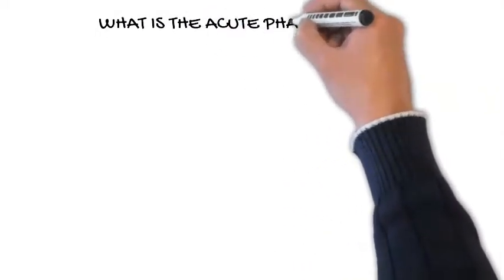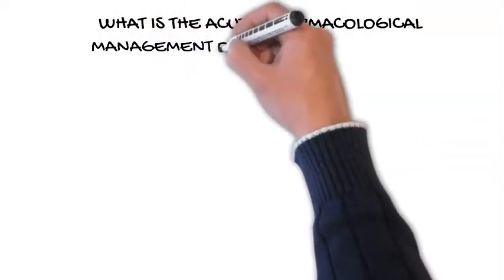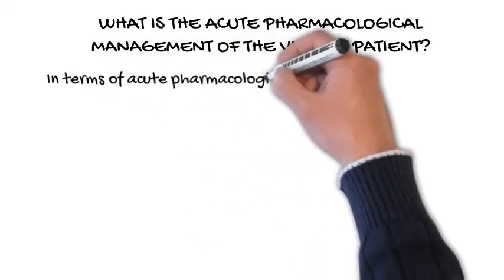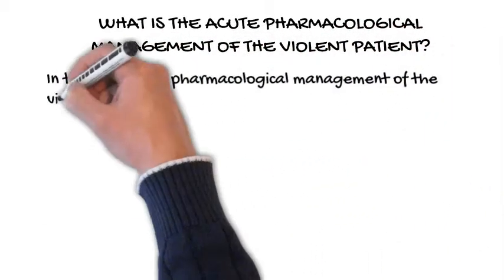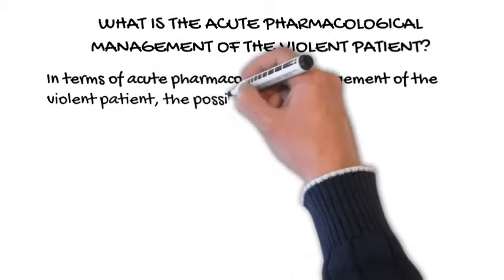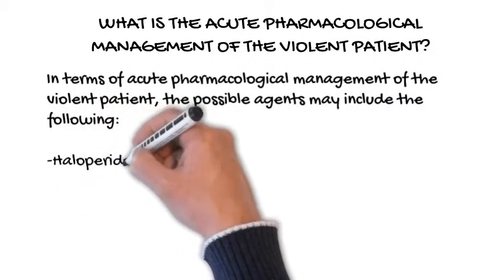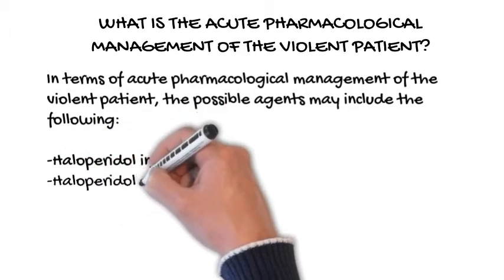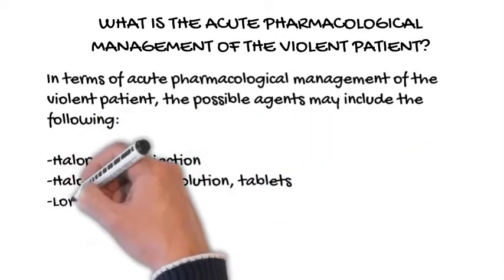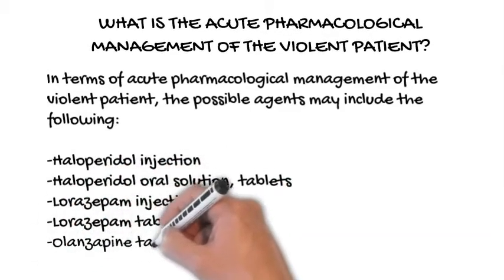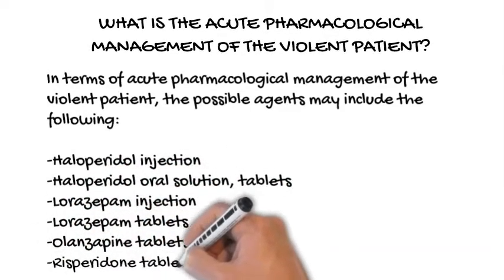What is the acute pharmacological management of the violent patient? In terms of acute pharmacological management of the violent patient, the possible agents may include the following: haloperidol injection, haloperidol oral solution, tablets, lorazepam injection, lorazepam tablets, olanzapine tablets, risperidone tablets, liquid.